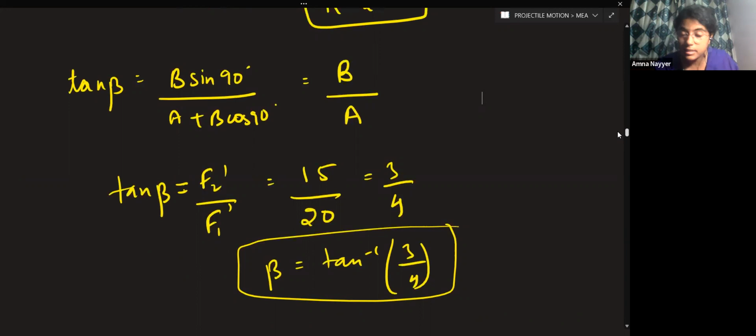How did we get this? That derivation we'll discuss tomorrow. Most probably tomorrow we'll discuss it, so that in Friday's class you are at least prepared for it. So forget the derivation, remember the formula right now: B sine theta divided by A plus B cos theta.